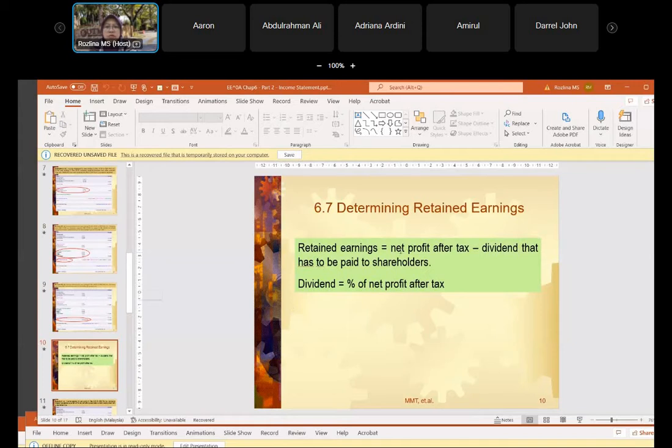Okay, now we go to the retained earning. Today we will combine the net profit after tax, after dividend, and then we also learn about depreciation. So these three things will be learned today.